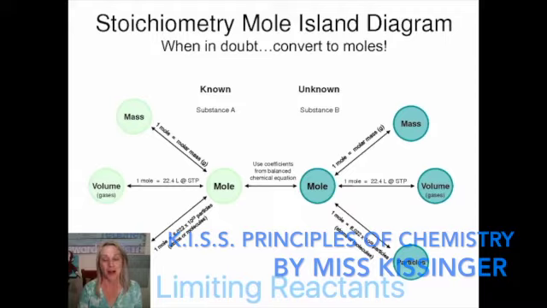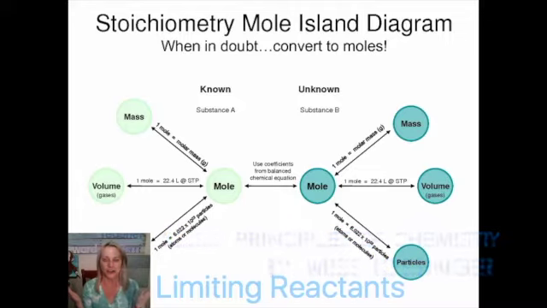Today we're going to be talking about limiting reactants. So I have our mole island map up here to help us go from mass to mole to mole to mass. And we've done this when we have been given the mass of one reactant and we want to find out the mass of a product. But how do we find out how much product we can make if we're given both masses of the reactants and we don't know which one we're going to run out of first?